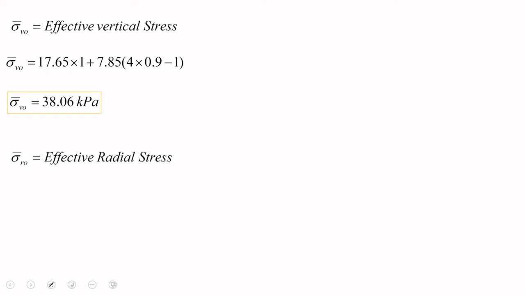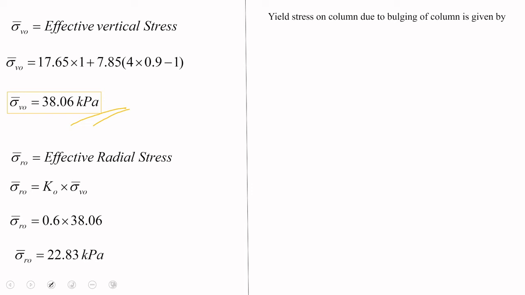Okay. Now, what is the effective radial stress? Sigma R0 bar will be equal to K0 into sigma V0. What is the K0? K0 we already know, 0.6. We have just calculated sigma V0, that is effective vertical stress, so we'll do the multiplication. Sigma R0, effective radial stress, will be equal to 0.6 times the vertical stress. So its value comes around 22.83 kilopascal.